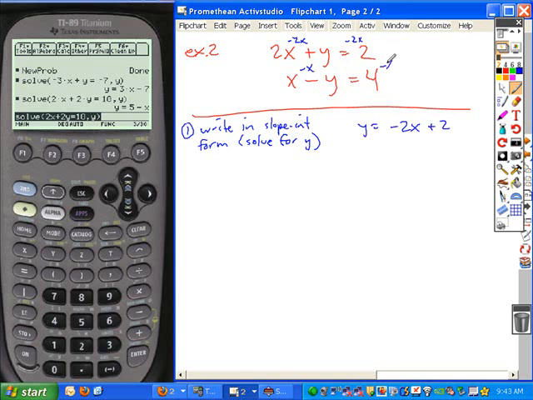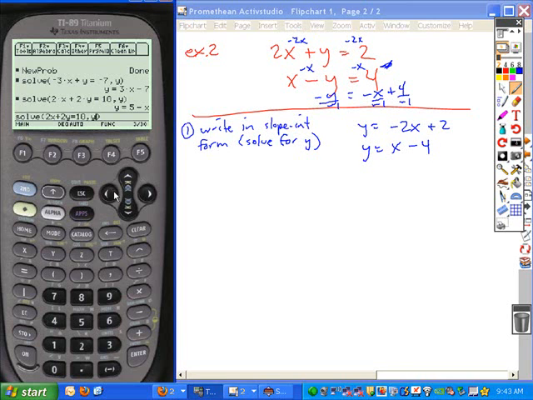Or often students like to work consistently. So here they would get negative y is equal to negative x plus 4. And now change the sign of each term to get the y alone. And you get y is equal to, here the negatives cancel, leaving a positive x minus 4. So here's your two equations now written in slope-intercept form. We're basically solving for y.